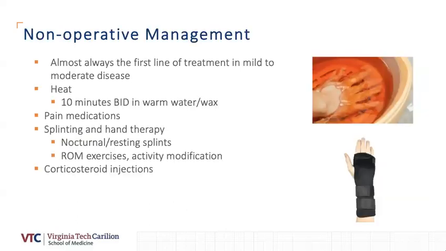So most commonly, especially mild and moderate arthritis of the wrist, you're going to manage this non-operatively, and you're going to do that with heat. So you could use warm water, or even paraffin wax has been shown to help with pain. Also, different pain medications such as Tylenol, NSAIDs, or Voltaren gel can be helpful. And then you can try nocturnal or resting splints to help, as well as get them into a hand therapist to work on range of motion exercises and strengthening their muscles to help reduce the pain.